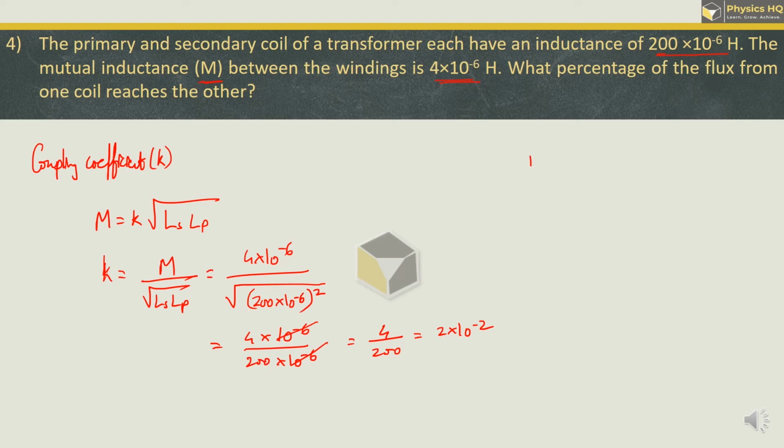Now this k value is 2 into 10 raised to minus 2. If we take the percentage of this, k in percentage will be 2 into 10 raised to minus 2 into 100. This will be in percent. So we got 2% of the flux which is getting linked from one coil to the other.